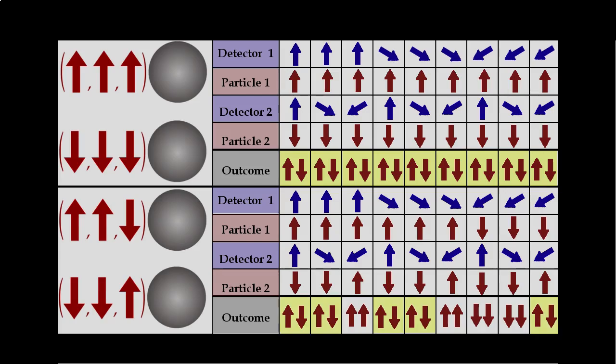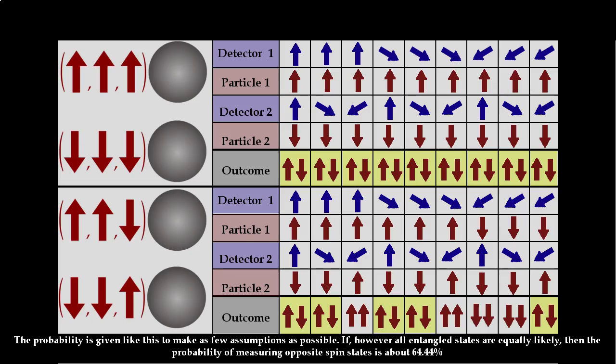Of these, 5 out of the 9 possibilities are measurements where the particles have opposite spins to each other, which is about 55% of the time. Since either of these 2 arrangements is possible for each entangled pair, the prediction for this model is for opposite spins to be measured between 55 to 100% of the time.